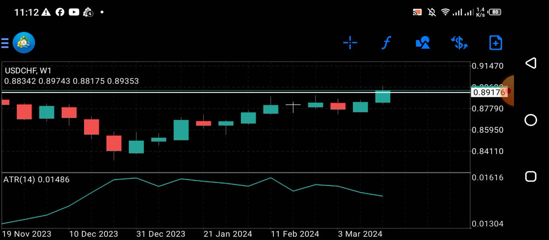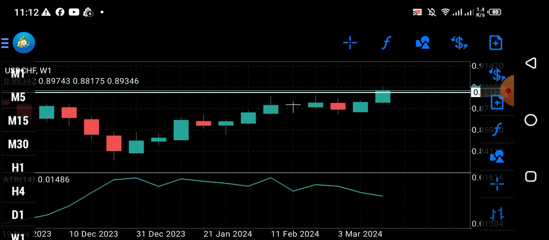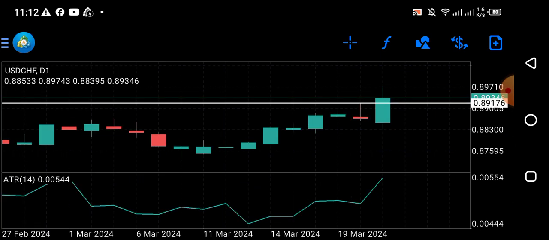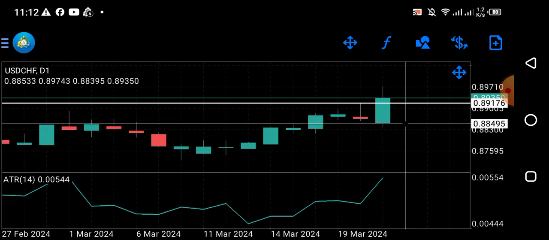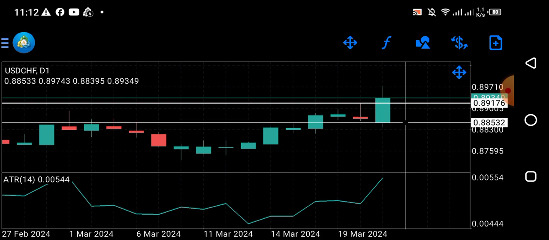So let's go down to daily. Daily is 54. That's the average true range value for the daily. And if you look at the daily, this is the opening for the day, 8974, and the low is 8839. That's about 65 pips. So USDCHF has delivered above the average true range value for the day.